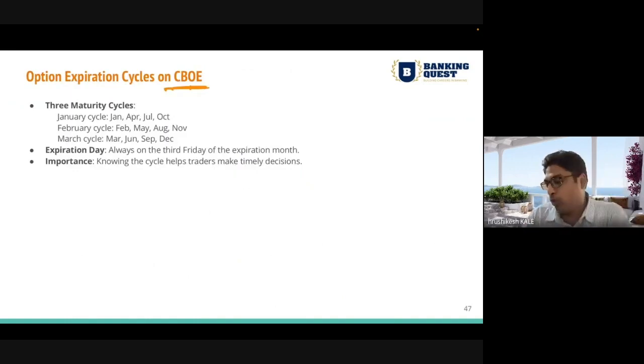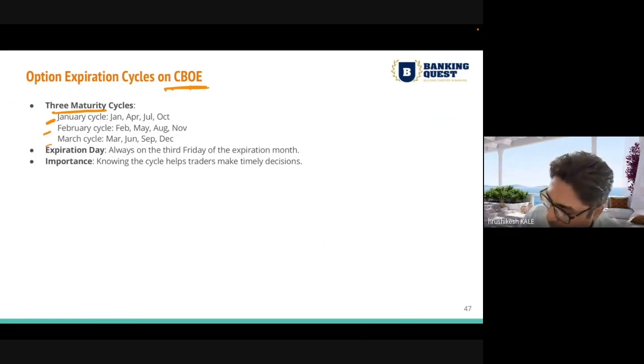Now, in the Chicago Board Options Exchange, you have three maturity cycles: the January cycle, the Feb cycle, and the March cycle. The January cycle has 4 months: January, April, July, October. The February cycle has 4 months: Feb, May, August, and November. The March cycle will have March, June, September, and December.